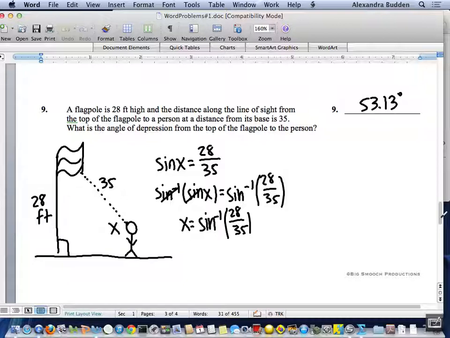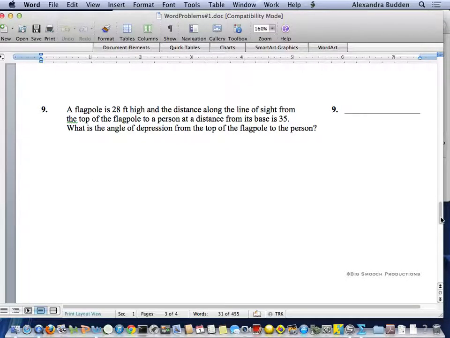Not every word problem is going to be exactly like the two that we did. When you come into class, we're going to do a few more. All of them, though, are going to involve you drawing a picture and setting up a ratio. So when you come to class, we will finish this worksheet. Thank you.